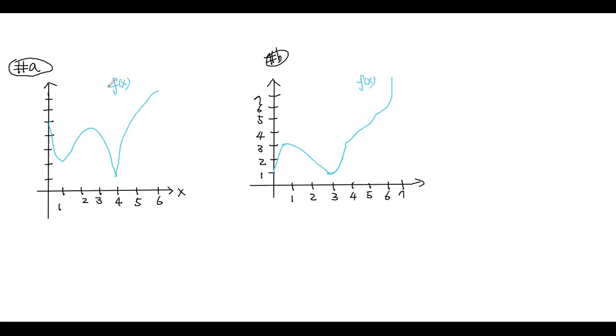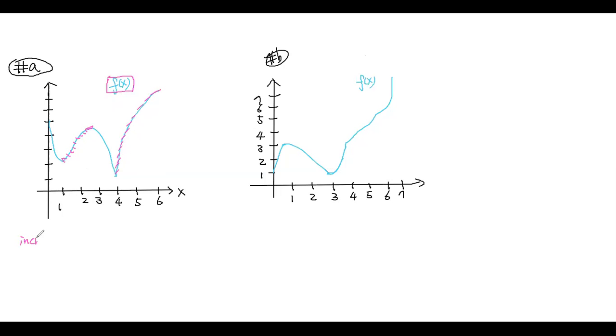Because this function is just the function f of x, not the first derivative, the problem is pretty straightforward. For increasing, we just look for the segments that are continuously going up. I know this one is continuously going up, and this segment here is also continuously going up.